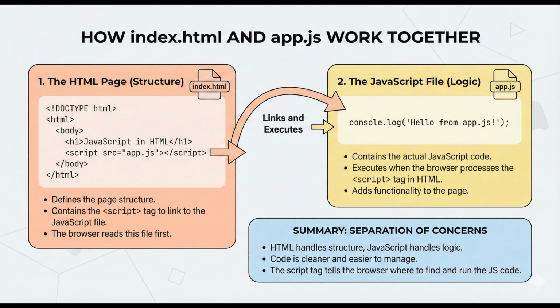Inside app.js, you can write the same console.log code. When you open the HTML file in the browser and then open the console, you'll see the output there. That means your JavaScript is running successfully inside the page.